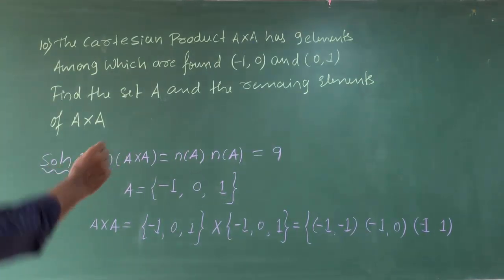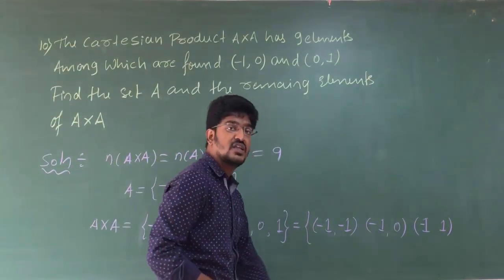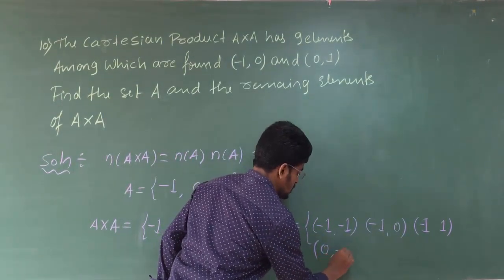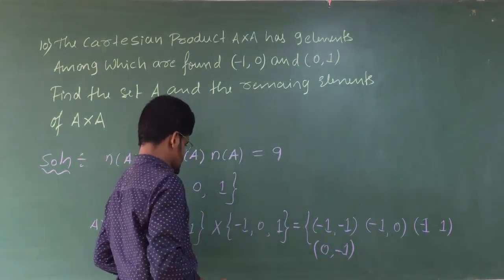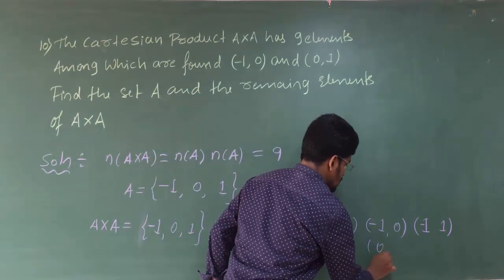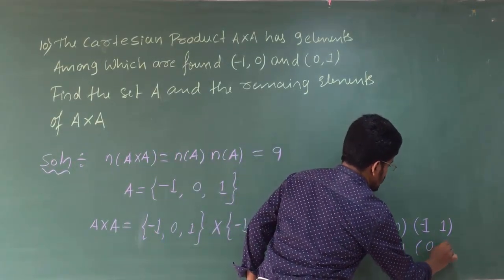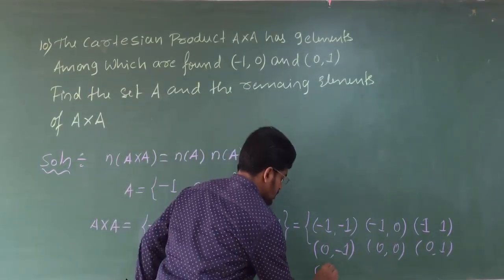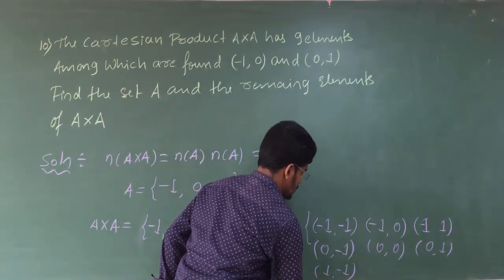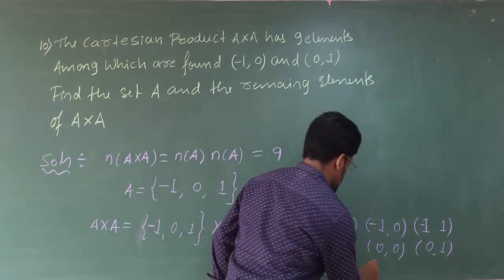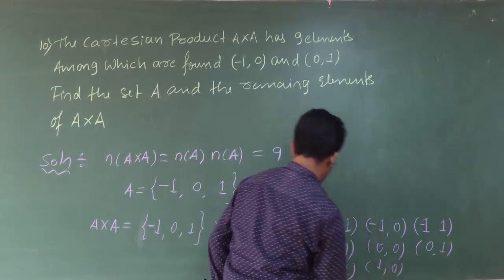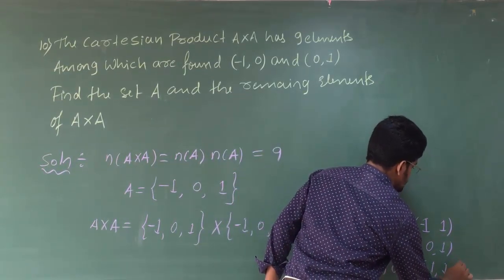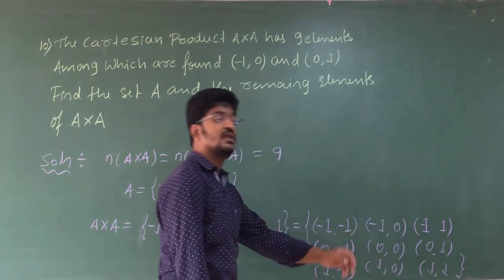Okay. See the next elements. What are the next elements? 0, -1. 0, 0. 0, 1. 1, -1. 1, 0. 1, 1. So these are the total 9 elements.